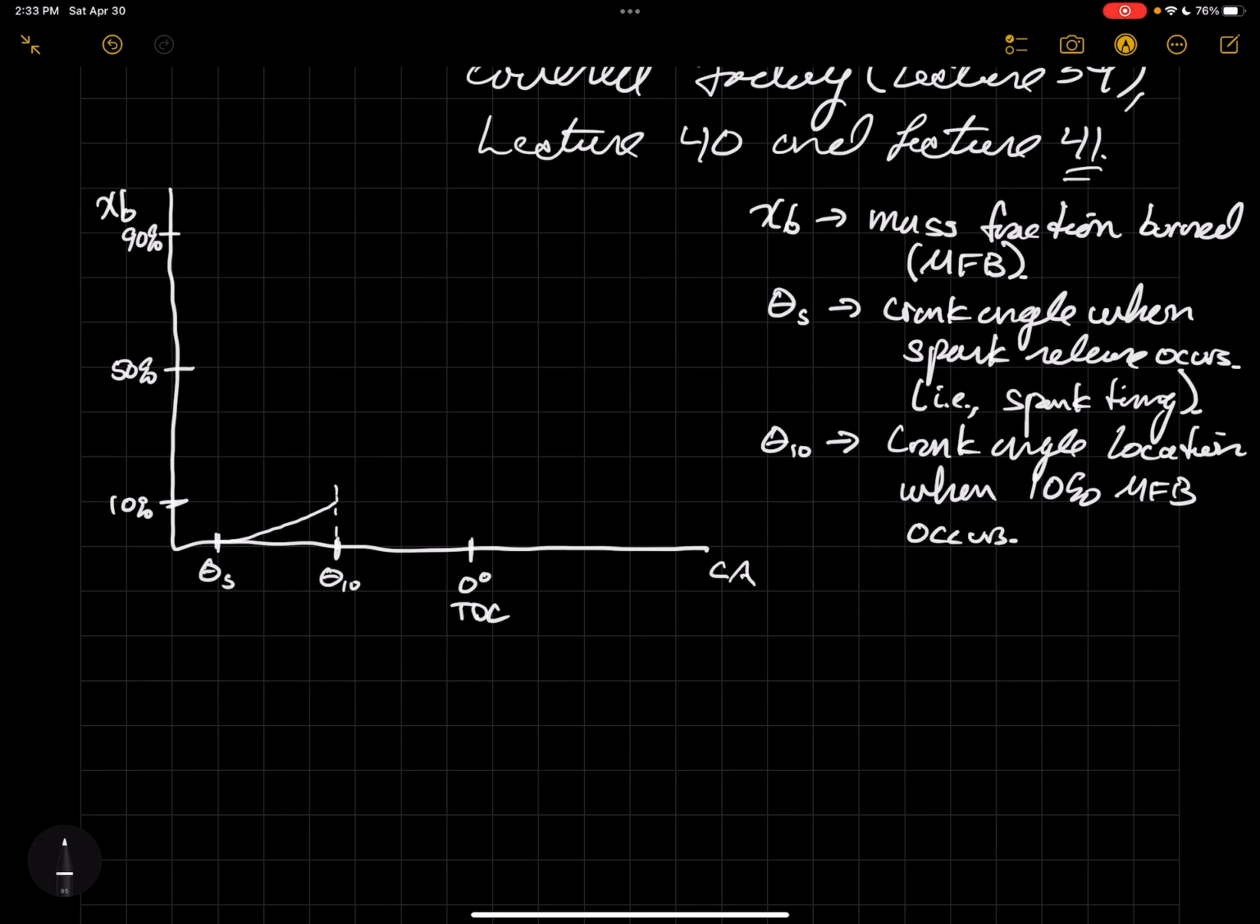Okay? And we can also, at this point, define one of our first important parameters that we've already talked about, and that is the flame kernel development phase, or the flame initiation period, which we refer to as delta theta D, okay? And so that time between the release of the spark and 10% mass fraction burned is delta theta D, or the flame initiation period. So delta theta D is the flame initiation period.